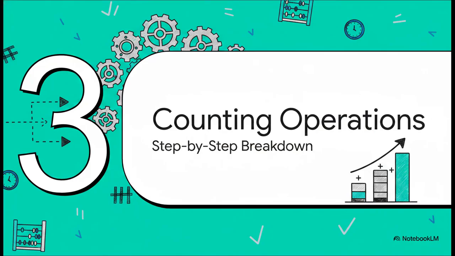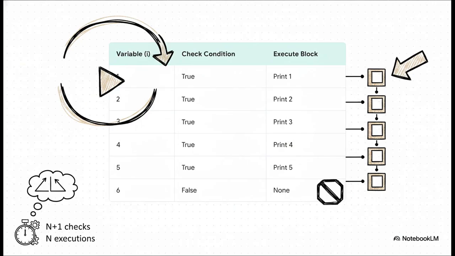All right, Section 3, Counting our operations. Step-by-step breakdown. It is time to do the math and count these primitive loop steps across an entire execution. Let's trace a loop where our input size n is exactly 5.